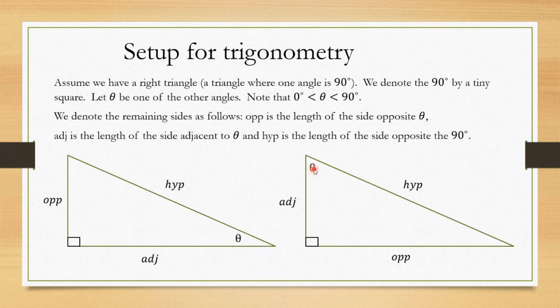Theoretically, you could put theta up here, and then the triangle would look like this. The hypotenuse is still going to be the same because that's opposite the 90 degree angle. This side would be OPP, the side opposite the theta. This side would be the ADJ. This is adjacent to theta. So these two sides are labeled based on their position relative to the angle theta, opposite or adjacent. This one here is the side opposite the 90-degree angle.